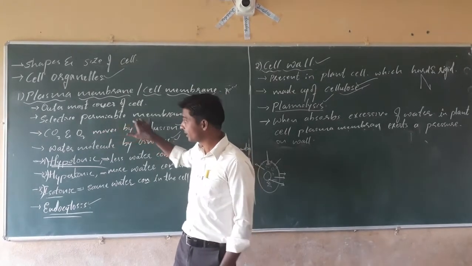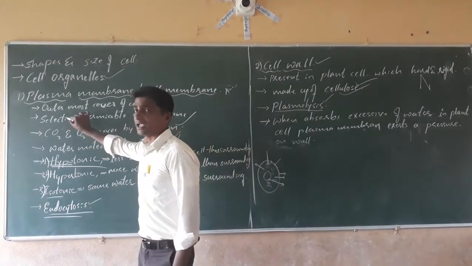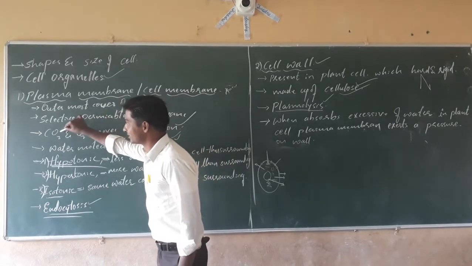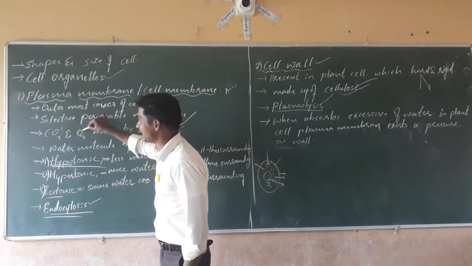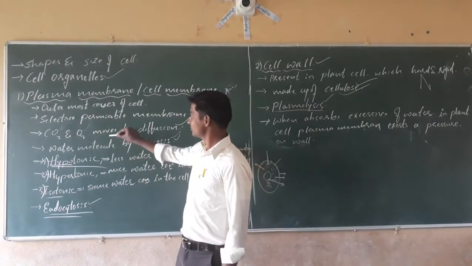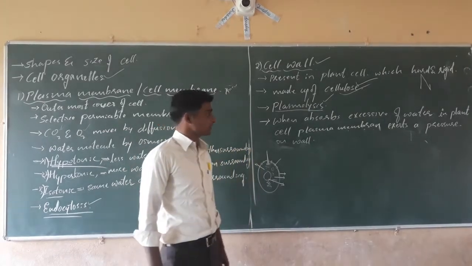Next, dear students, through the cell membrane, the selective permeable membrane, molecules of carbon dioxide and oxygen move in and out, by a process called diffusion. You would have studied the diffusion process.